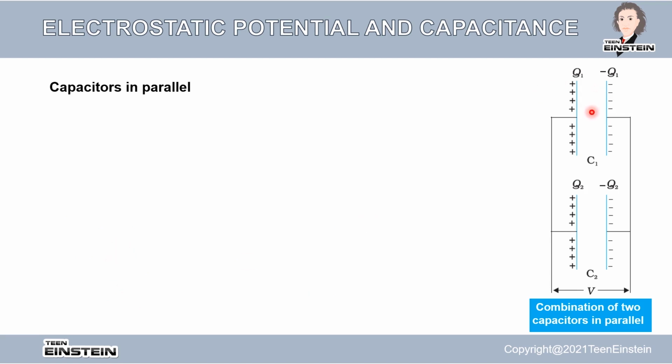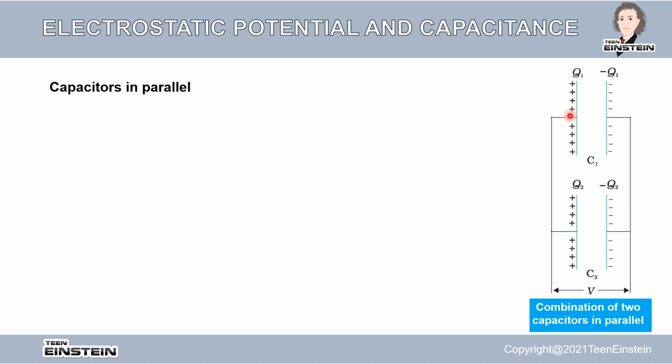So when we put the capacitors in parallel, what we do is we connect all the positive plates, and all the negative plates together. In this case, it doesn't necessarily mean that the charges have to be the same. Charges can be different, but the potential has to be the same. Why does the potential have to be the same?